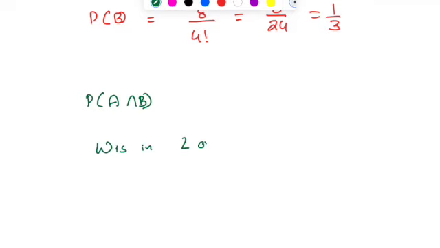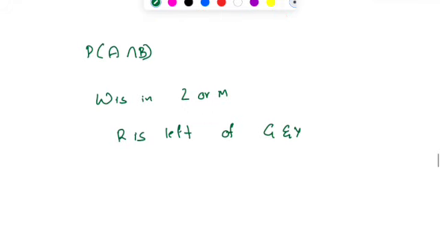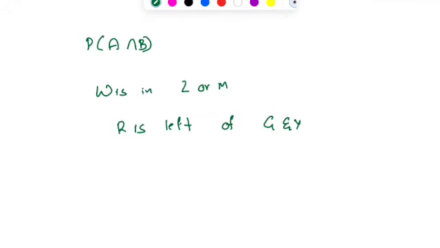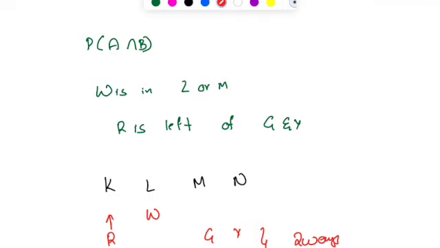W is in L or M and R is left of green and yellow. So what is the arrangement? We have the arrangement K, L, M, N. Now if white is already in L, R should compulsorily be in K. Then only we can get green and yellow over here. So it's going to be that one way. So green and yellow or yellow and green. How many ways is that? Two ways.